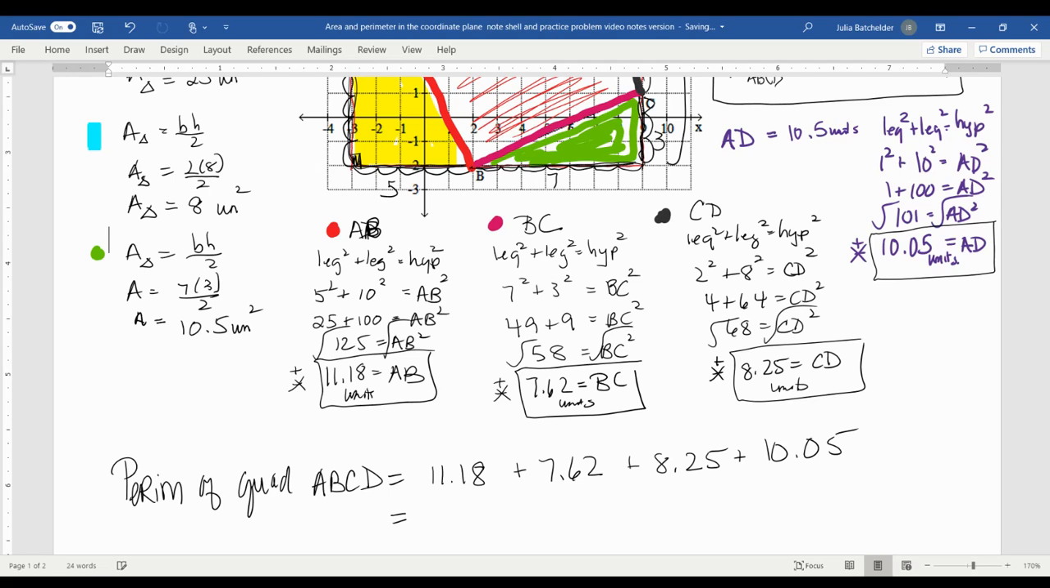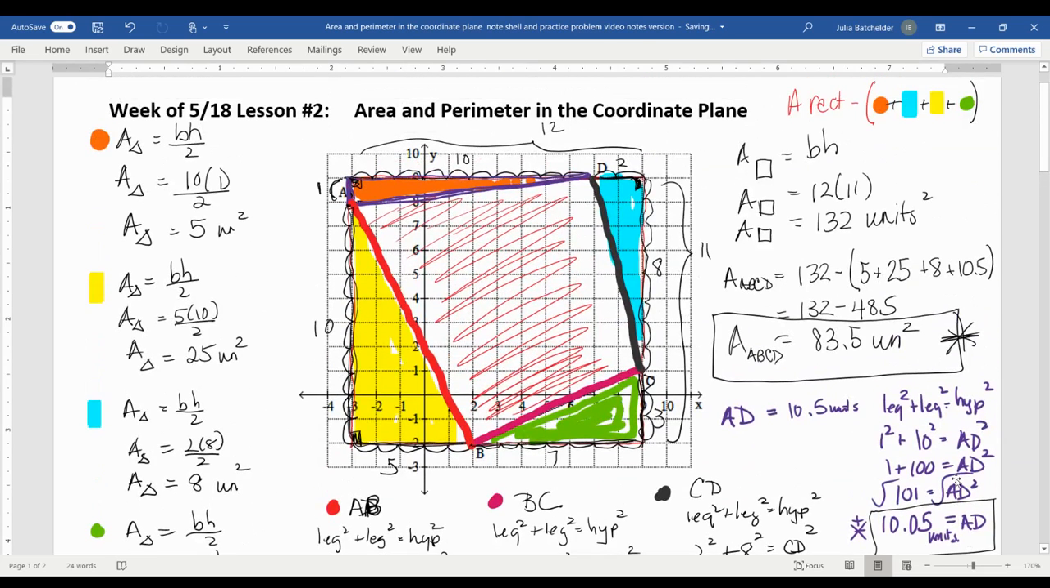And we add those all up. 11.18 plus 7.62 plus 8.25 plus 10.05. And I'm getting 37.1 units. And remember, perimeter is plain units, area is square units. So our perimeter was 37.1 units, and our area up here was 83.5 square units.